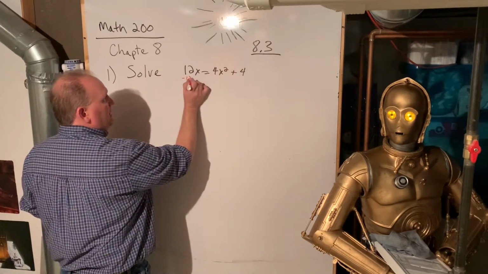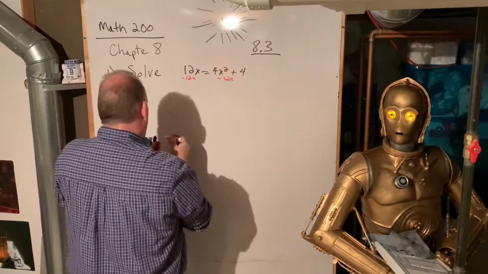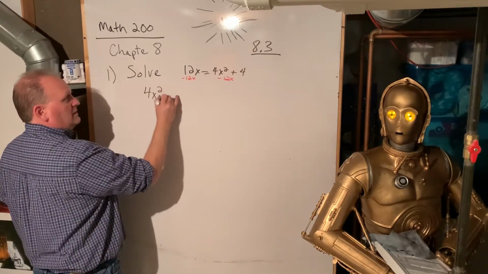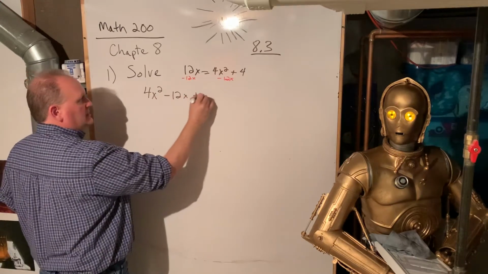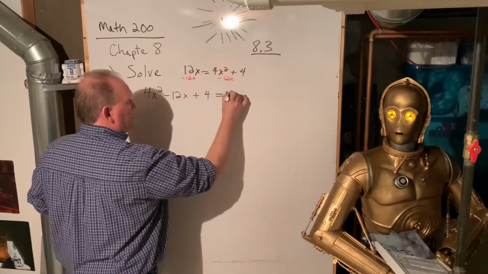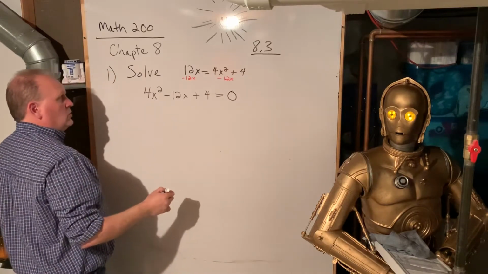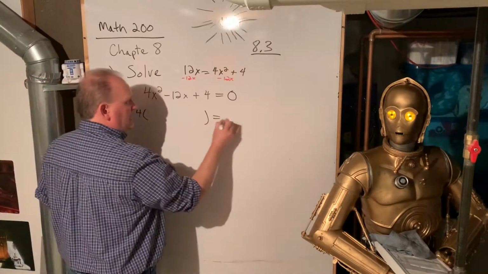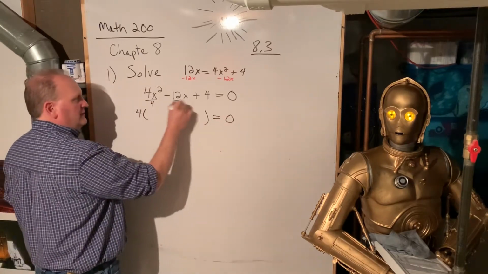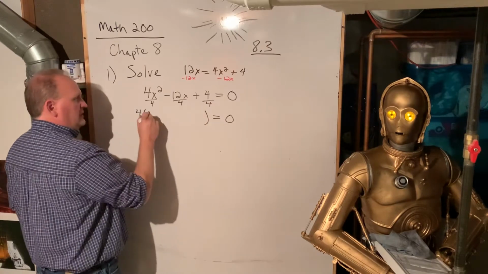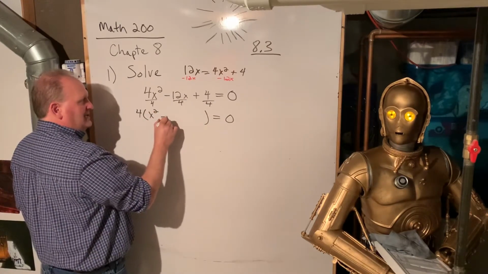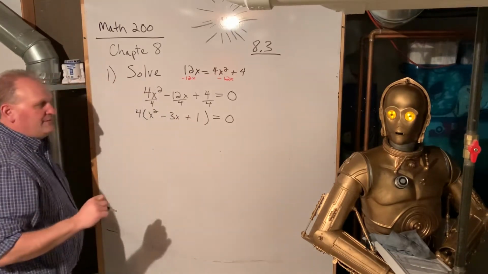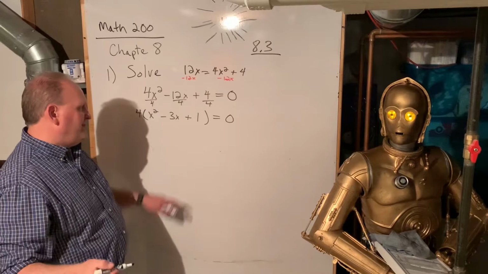Let's move this 12x over. And we have this: 4x squared minus 12x plus 4 is equal to 0. So we can factor 4 out of everything. So let's pull out the greatest common factor of 4. We divide everything by 4. And so we end up with x squared minus 3x plus 1. So we're looking to factor it if we can.